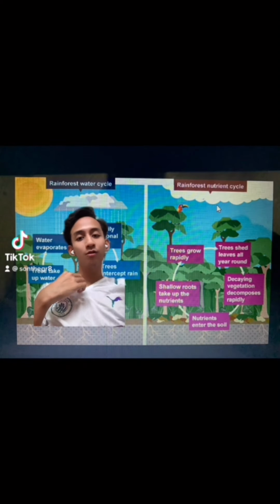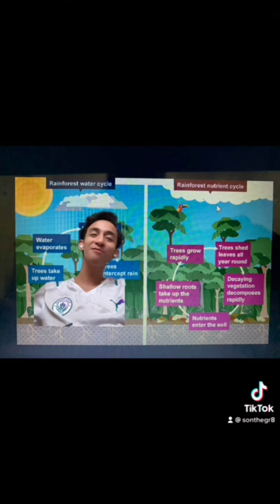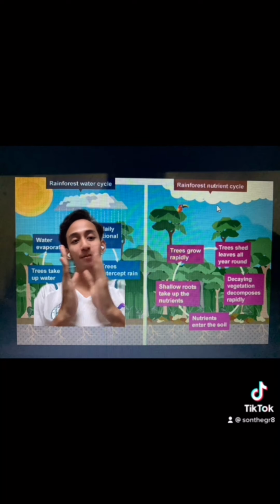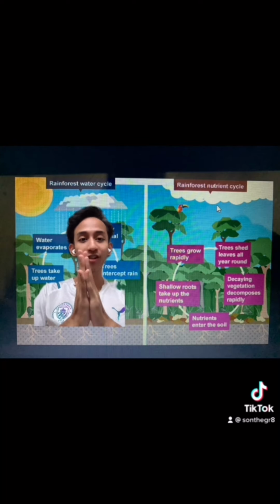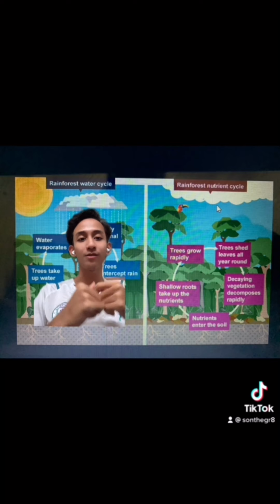Okay, so the next one, I'm going to talk about the nutrient cycle. So what is the tropical seasonal nutrient cycle? The tropical seasonal forest nutrient cycle is rapid. The hot damp condition on the forest floor allows for the rapid decomposition of plant material. This provides plentiful nutrients that are easily absorbed by plant roots.